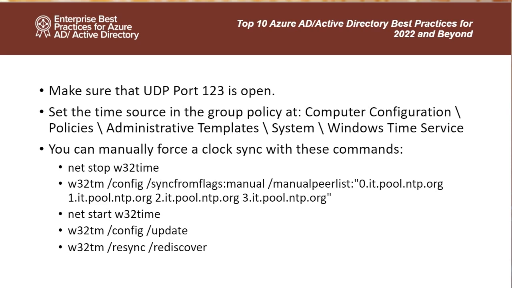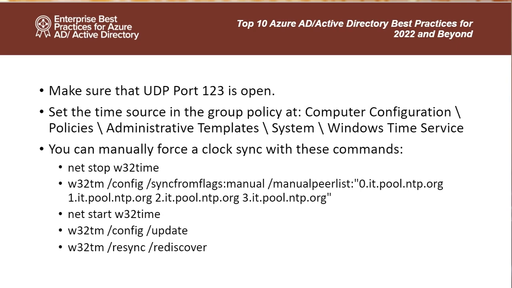Now, in order to do that, there are a couple of things that you're going to want to do. First of all, make sure that UDP port 123 is open on all of your domain controllers, because that UDP port is used by the network time protocol. Another thing that you're going to want to do is to go in and set a group policy to configure your domain controllers to get their time from that network time source. And the location that you go to for that is computer configuration / policies / administrative templates / system / Windows time service. So that's where you would go within the group policy hierarchy to set a policy to get the time from those external time services.